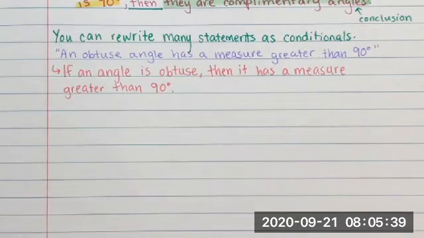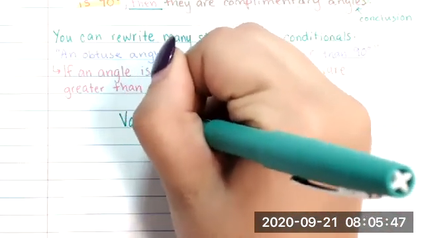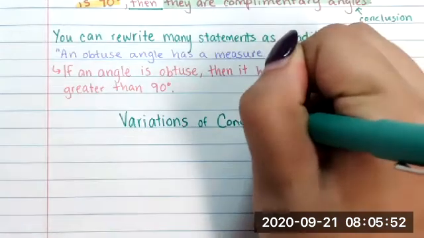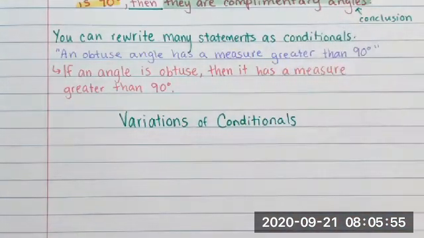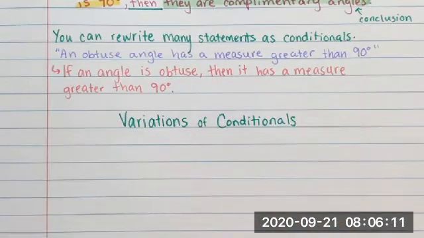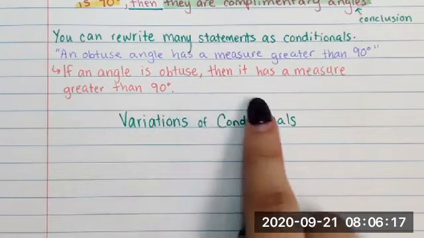And lastly, there's a lot of variations of conditionals. These are ways that we move around or change the conditional statement to try and figure out if it's still a true message. So for example, here we have if an angle is obtuse, then it has a measure greater than 90. What if we flipped it? If an angle has a measure greater than 90, then it is obtuse.